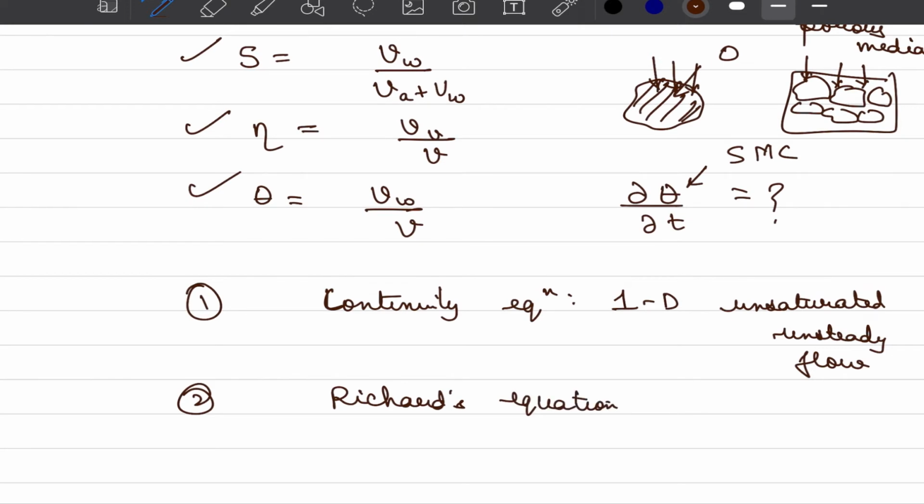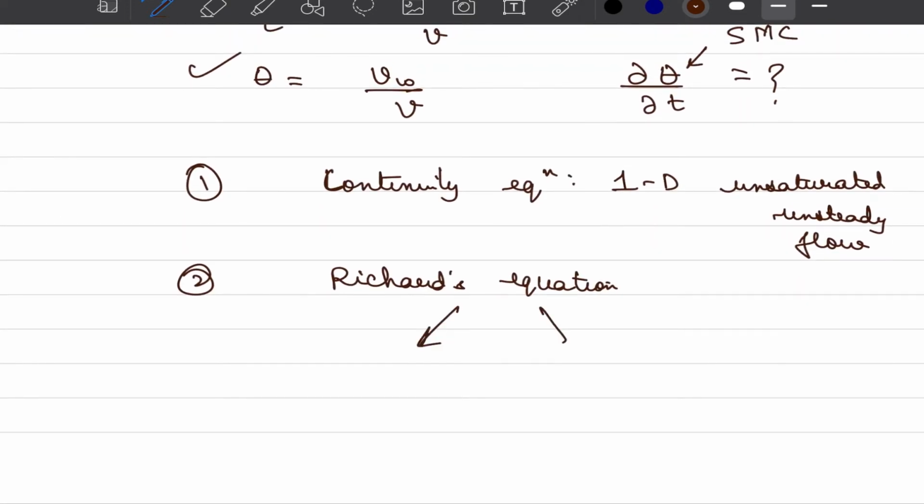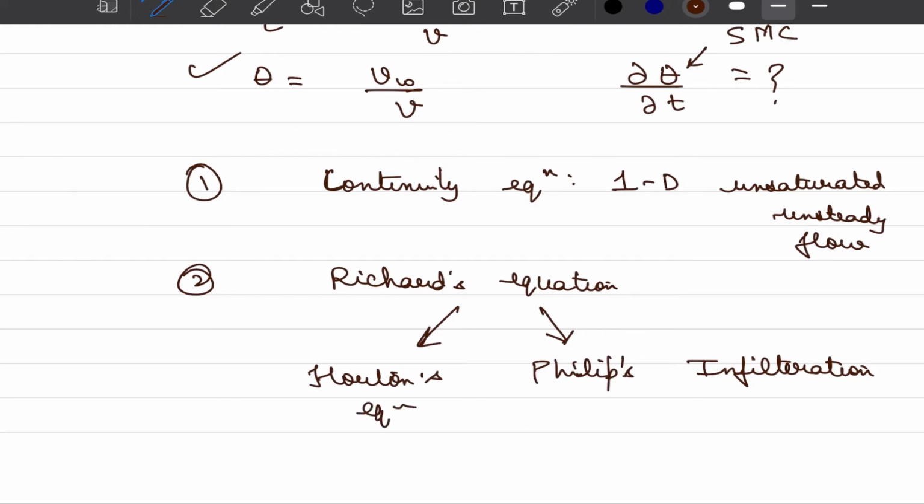And Richards equation has been solved in various forms by making various assumptions to understand the rate of infiltration. The two most commonly used equations to estimate the rate of infiltration are Horton's equation and Phillips equation, and they make certain assumptions around simplification of Richard's equation and arrive at the final form.